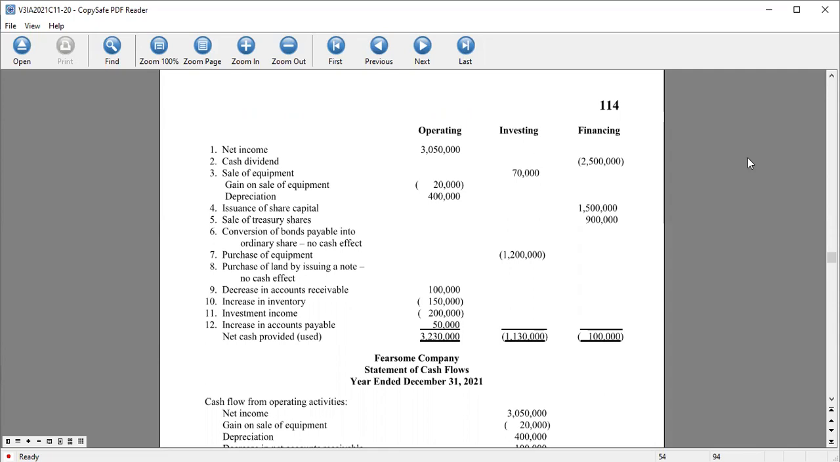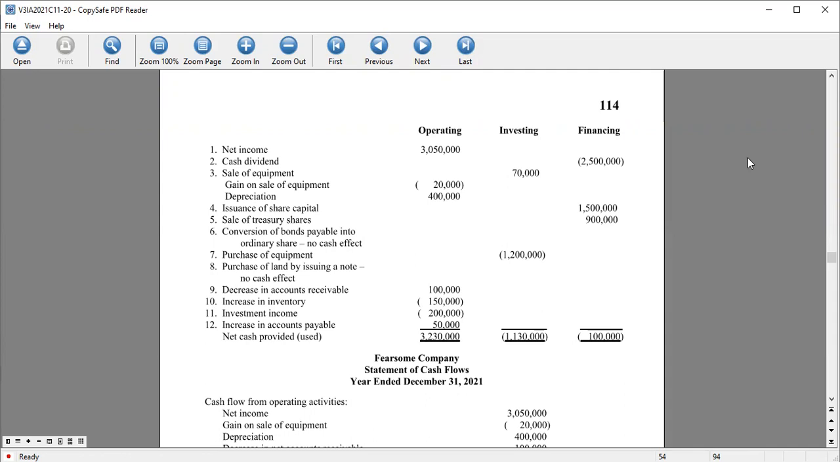Then we have the sale of equipment, gain on sale, 20,000. We have to deduct it from the net income. In other words, the net income to be considered is to be purely operating. Now, this gain on sale is from other income. Now, depreciation recorded of 400,000. Normally, our formula is to add back depreciation. Why do we need to add back depreciation? Because depreciation is a non-cash expense. So we are now talking about cash flow.